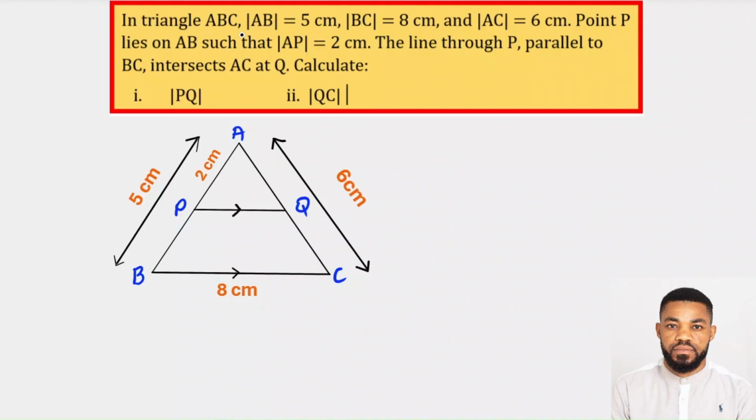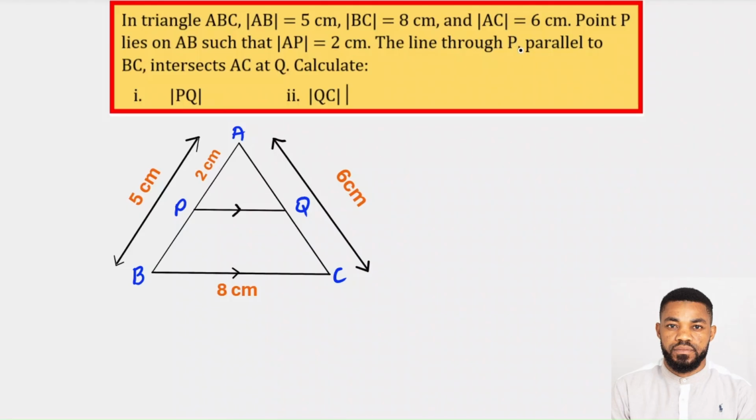In triangle ABC, that is this triangle ABC, AB is 5 centimeters. That is from this point to this point, that is 5 centimeters. BC is 8 centimeters. We have it here. And AC is equal to 6 centimeters. That is from this point to this point. Point P lies on AB such that AP is equal to 2 centimeters. That's the point P. It lies on AB, and AP is 2 centimeters.